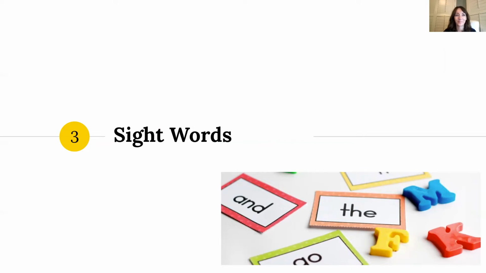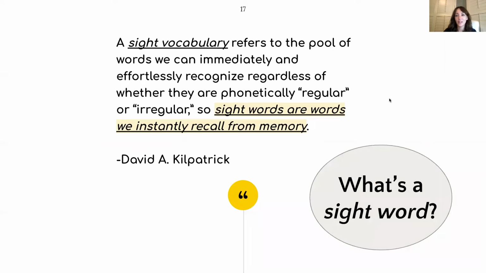Let's find out. David Kilpatrick says, a sight vocabulary refers to the pool of words we can immediately and effortlessly recognize, regardless of whether they are phonetically regular or irregular. So in other words, sight words are words we instantly recall from memory. So a sight word just means that when you see it, you automatically read it. In fact, your brain can read it so well that you can't suppress it. You have to read it.